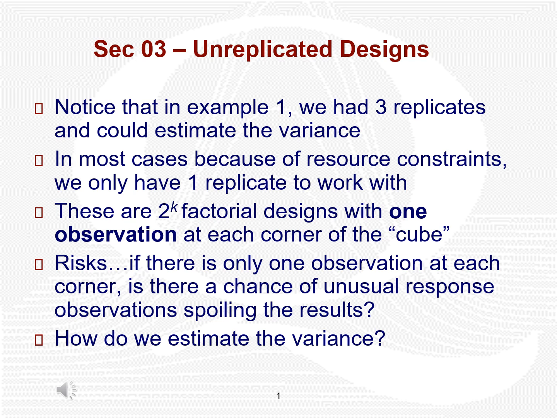At each corner, we are taking some risks. What would happen if an unusual observation occurred? How accurate are your estimates of the effects going to be? Can you even estimate the variance?